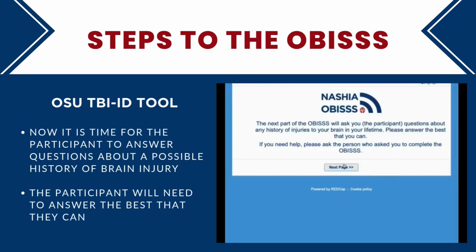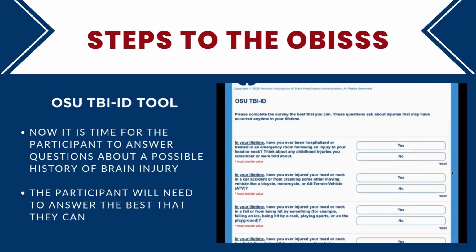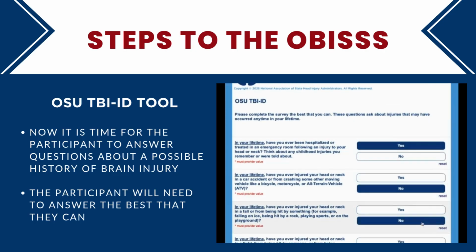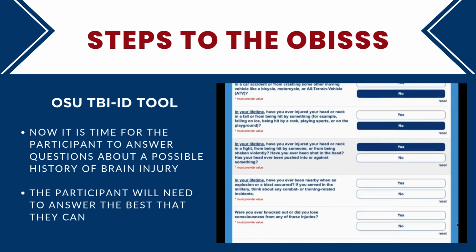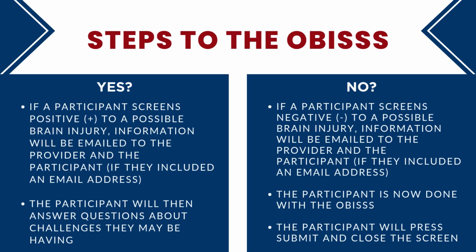Now it is time for the participant to answer questions about a possible history of brain injury with the OSU TBI ID tool. The participant will need to answer the best that they can. If the participant receives a yes or a positive screen on the OSU TBI ID, information will be emailed to the provider and the participant if the participant included an email address. The participant will then answer questions about challenges they may be having.